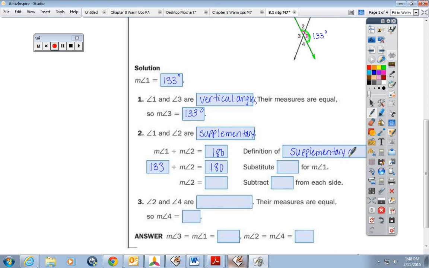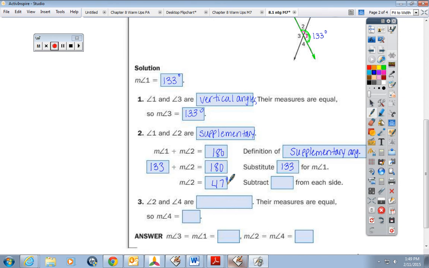So now all I do here is substitute 133 for angle 1. Now, what plus 133 equals 180? So 47. 47 degrees. So now I know what the measure of angle 1 is. I just found what the measure of angle 2 is. And I found the measure of angle 3 because they're the same.